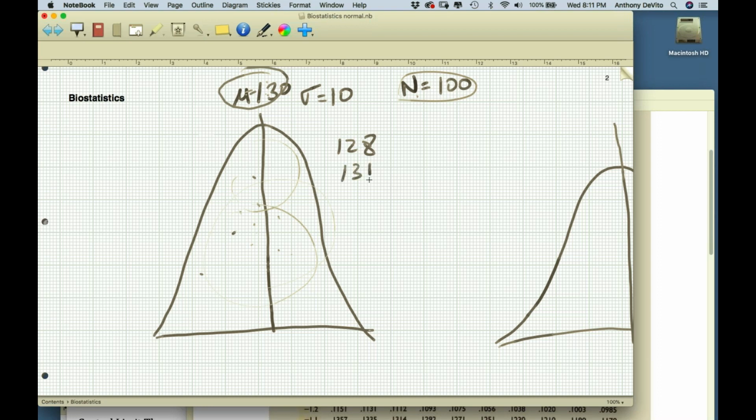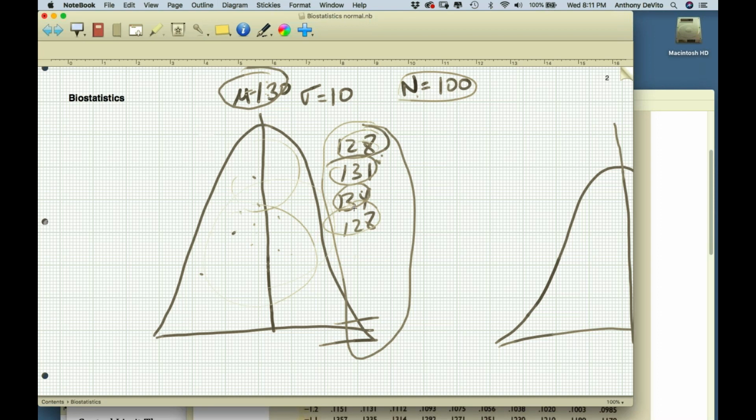The next time I do it, I might get 131. The next time, I might get 134. Next time, I might get 128. If I do this many, many times, 1,000 times, I'll have 1,000 numbers. These are all sample means: take 100 people, take the average. If I added all these up and divided by the number of times that I did it, it would give me a new mean, a mean of all of the sample means. And that mean is going to approximate the population mean.